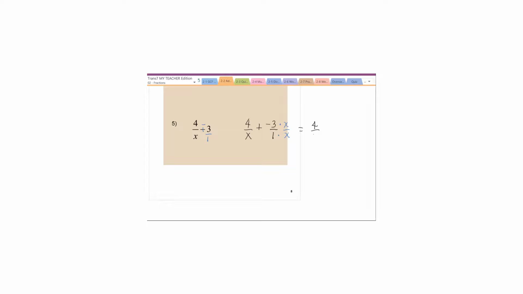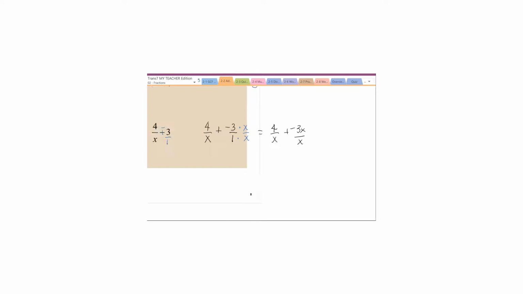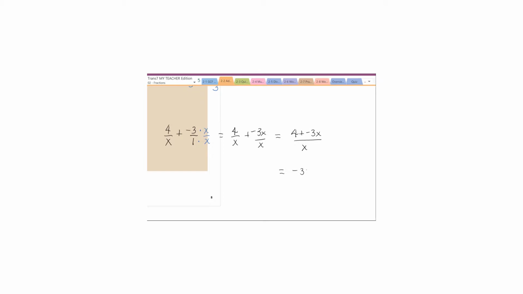So I end up with 4 over x plus negative 3x over x. So now I'm going to do like I always do, add my numerators, 4 plus negative 3x, and keep my denominator, x. I'm going to put this in standard form, which means I want my variable first, my constant last. So negative 3x plus 4 over x is my final answer.